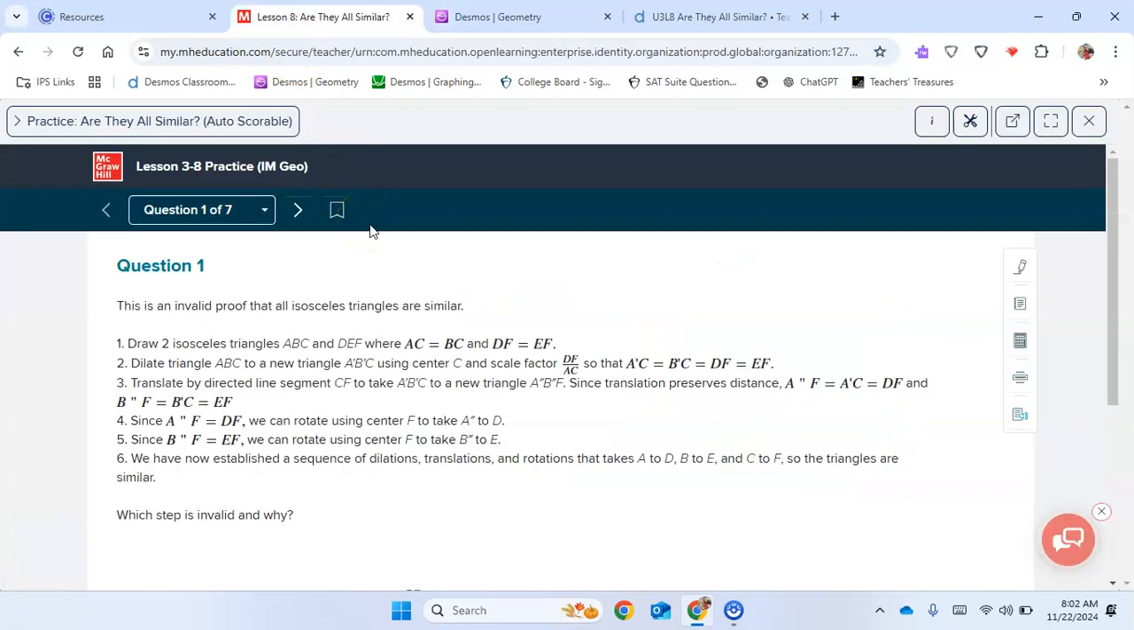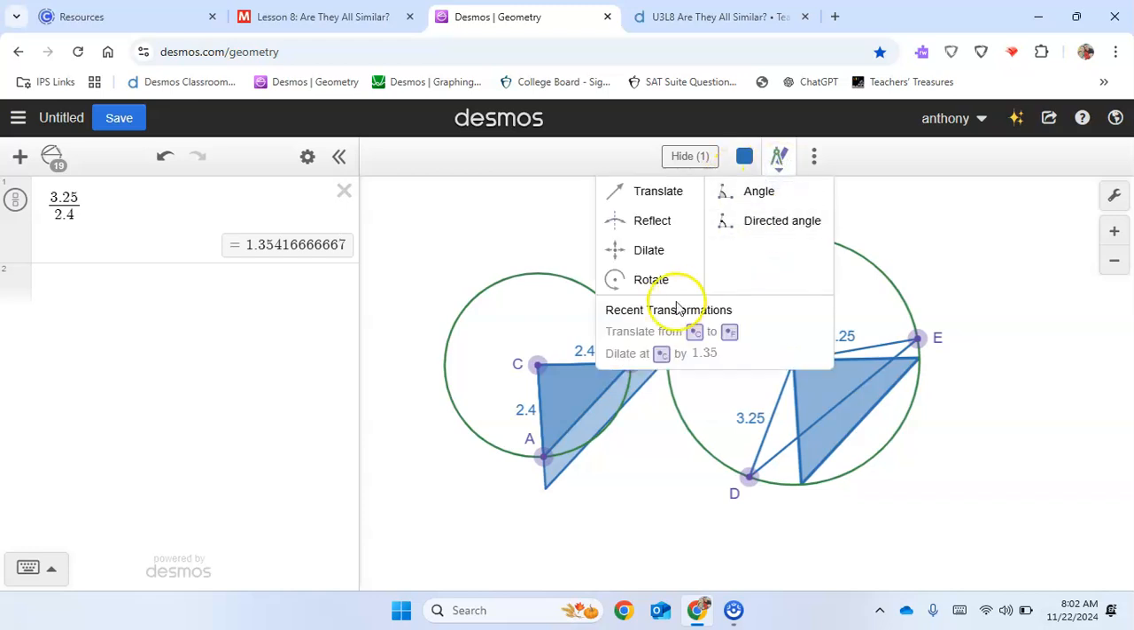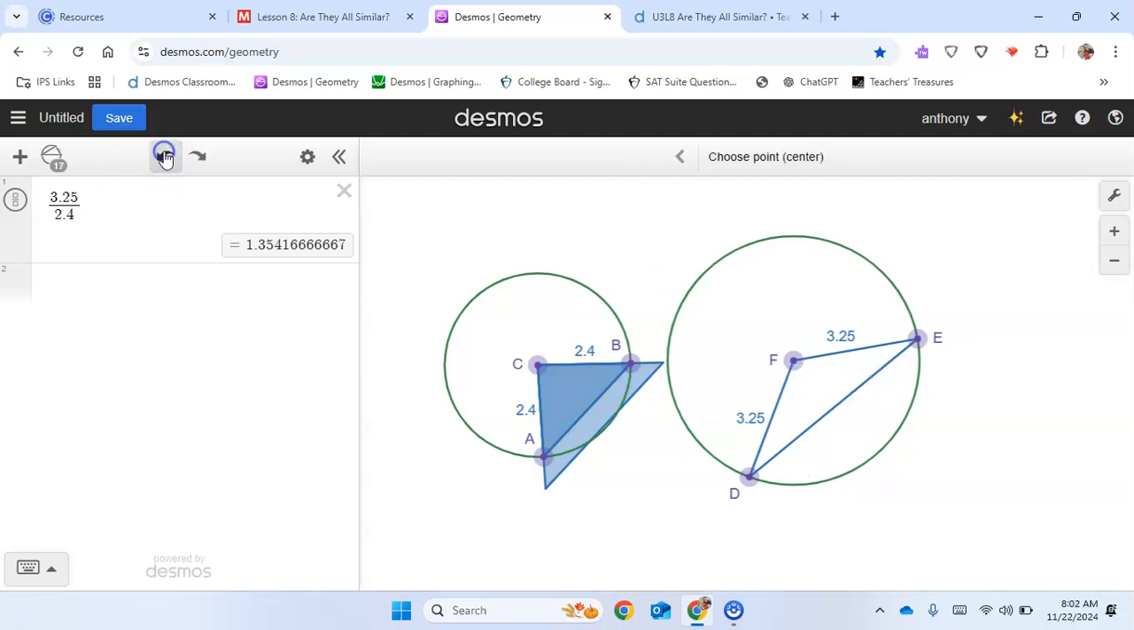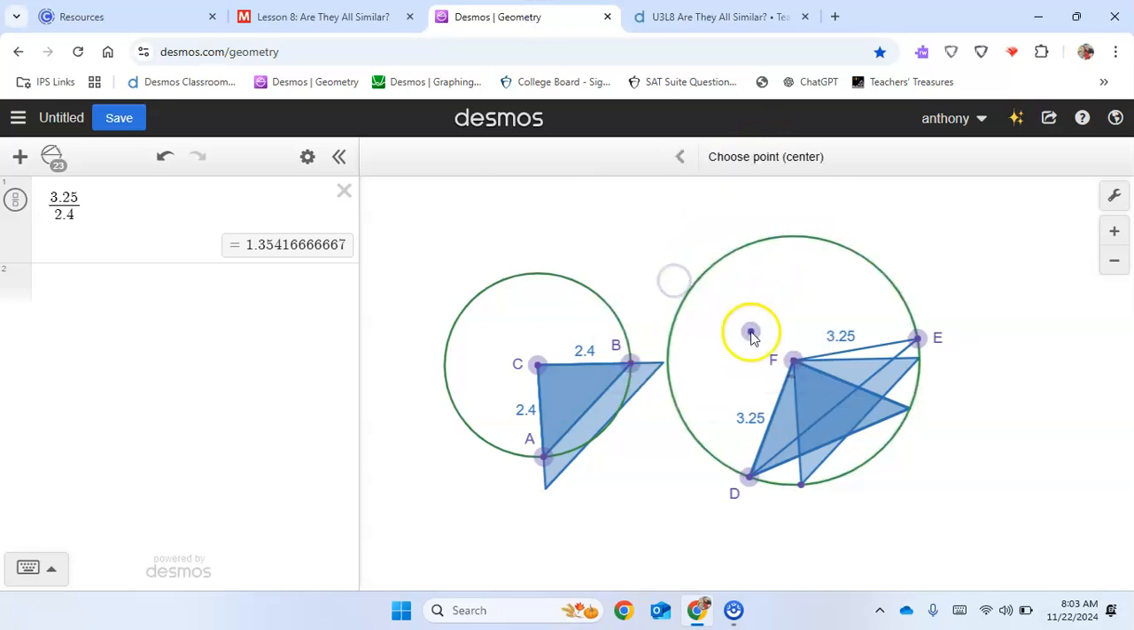Since A double prime F equals DF, we can rotate using center F to take A double prime to D. Rotate center F, taking A double prime to D. Since B double prime F equals EF, we can rotate using center F to take B double prime to E. Rotate center F, taking B double prime to E.